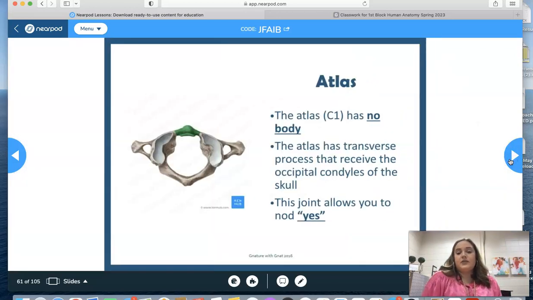The atlas, which is C1, has no body. And you can see right here, it kind of has a large hole in it, which represents the body. The atlas has transverse processes that receive the occipital condyles of the skull. So if you remember from yesterday with the occipital bone, the back of the skull, it has 2 little condyles, 2 little pieces that connect to this atlas. And this joint allows you to nod your head yes.